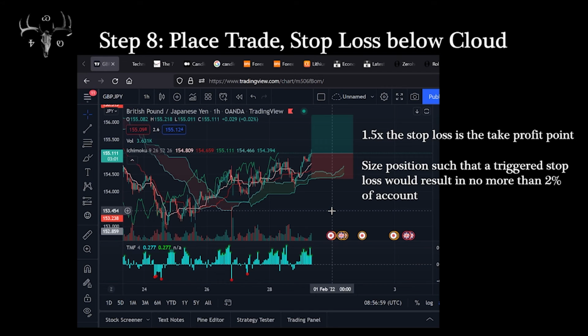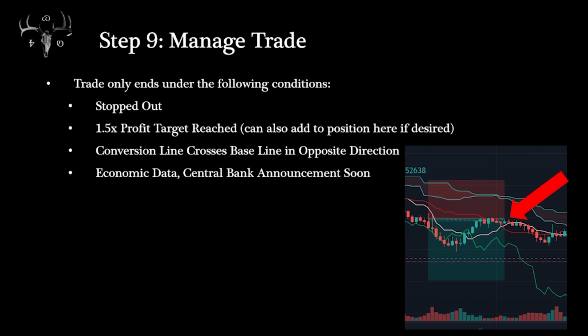Yeah. So how do we know when to get out of a trade? Managing the trade. The trade only ever ends under the following conditions. That you're stopped out, or that the 1.5x profit target is reached. Yeah. I sometimes close my trades there. Sometimes I even set it up to be automated to close there.